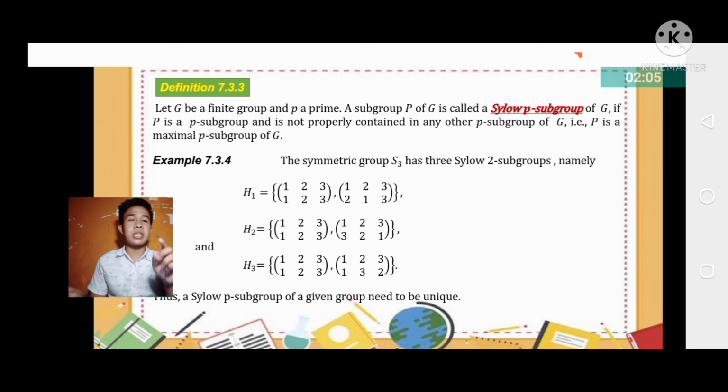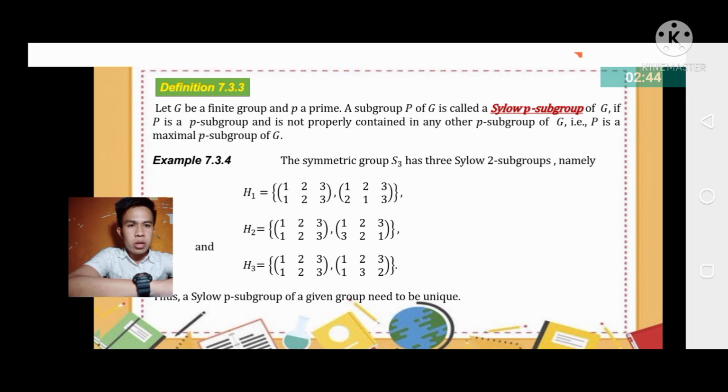You see the SYLOW 2 subgroups, these subgroups contain only two elements, or the order of the subgroup is 2. Every subgroup of this S3, because since these are SYLOW 2 subgroups, the cardinality of the subgroup is equal to 2. So kindly take a look in the screen, no? We have 3 subgroups, no? Namely the H sub 1, the H sub 2, and lastly the H sub 3. No, kindly take a look in the screen.